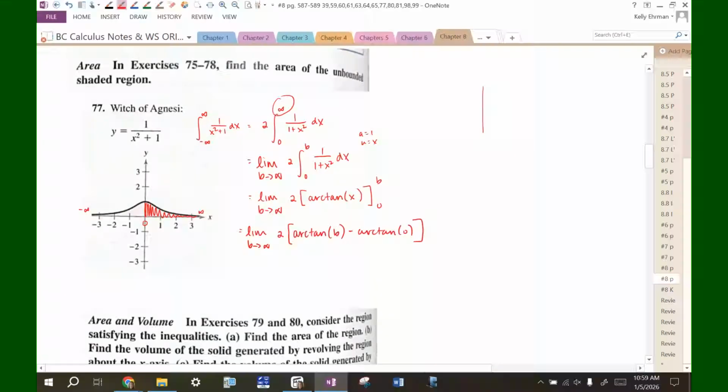Remember, the arctangent graph goes through 0, 0, and approaches pi over 2 as you approach infinity, and approaches negative pi over 2 as you approach negative infinity. So the arctangent of infinity is pi over 2. Arctangent of 0 is 0. 2 times pi over 2 is pi.